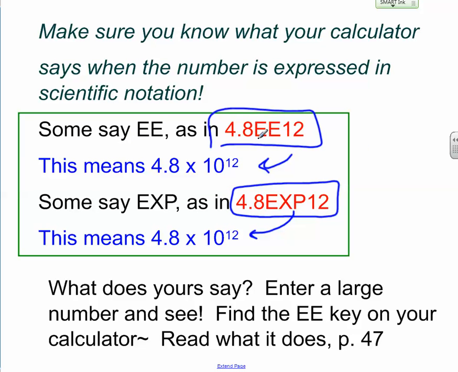So you have to know what your scientific calculator does. If yours has the EE or just one E, this is what it means. If yours has EXP, this is what it means. So we found out what yours said, and most of the classes' scientific calculators are new, and they actually give you the number in scientific notation in the proper form, which is pretty cool.